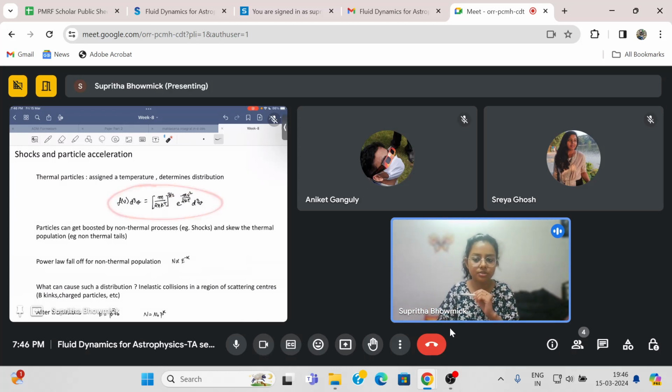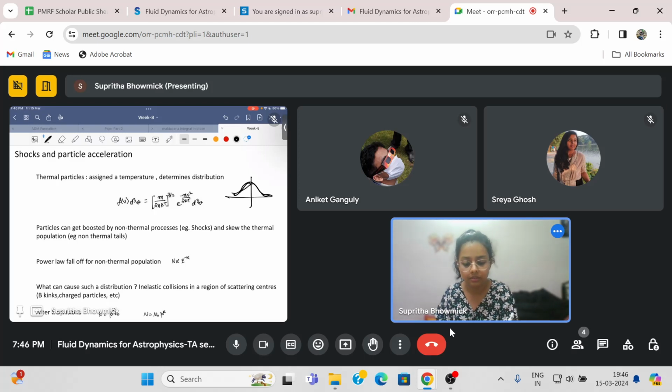This is what a thermal distribution is, where the distribution is peaked around some value and it drops off exponentially about that peak value. This is the exponential. This is the term that tells you the exponential drop off. This is f, which is the probability of finding a particle with velocity between v and v plus dv. And this is the distribution function plotted against v, the velocities. Okay.